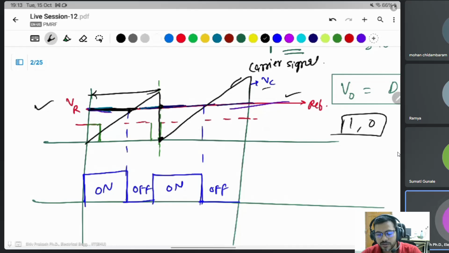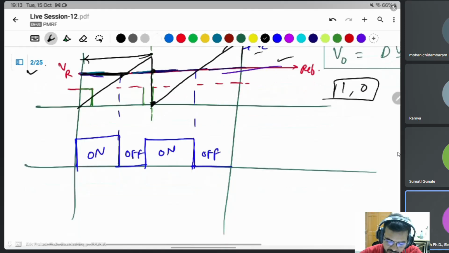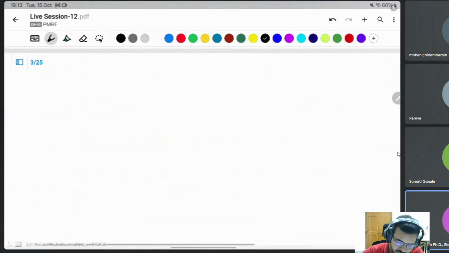The second one is the sinusoidal PWM. In the sinusoidal PWM, the same thing, but the reference signal is changed to a sinusoidal one, which is used in an inverter.